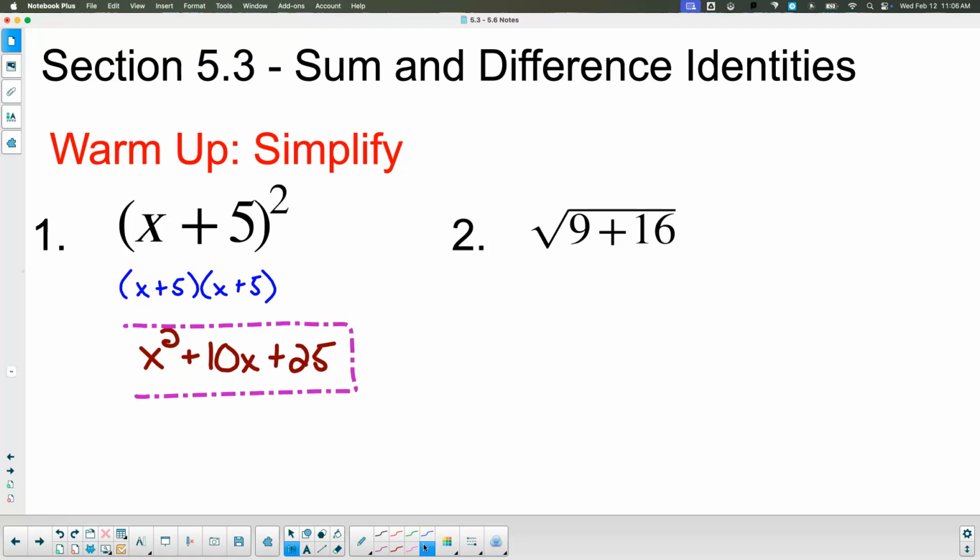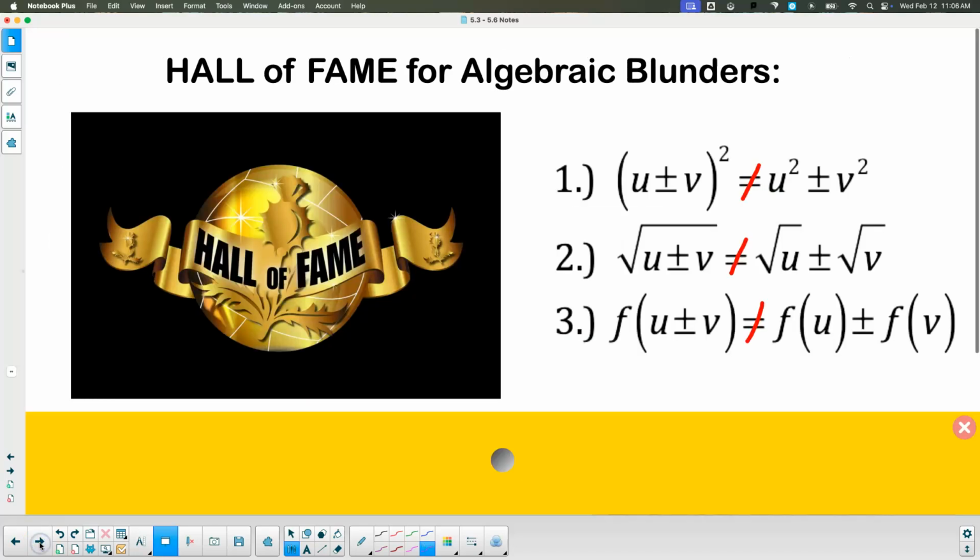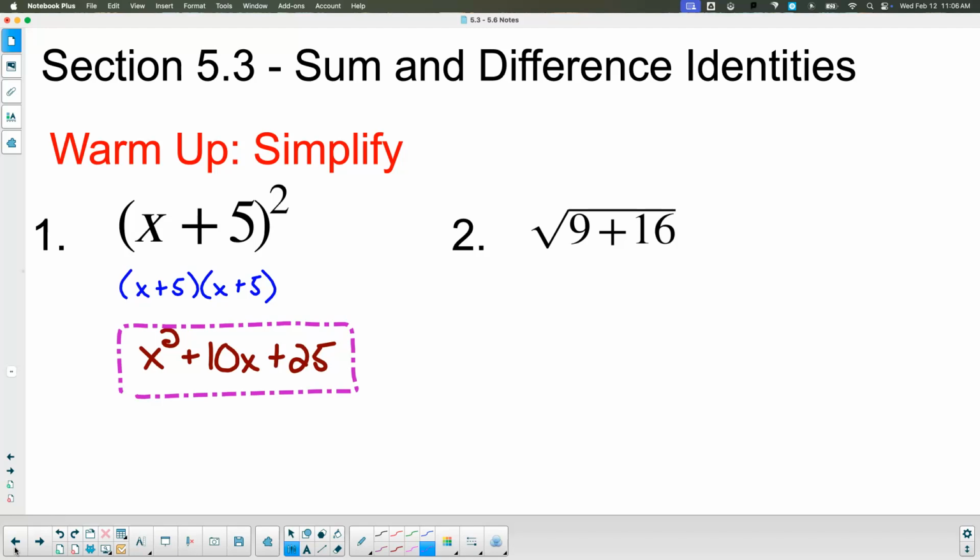First one should be x squared plus 10x plus 25. If you just gave me x squared plus 25, you did Hall of Fame algebraic blunder number 1. Okay? Those are the ones that are in the Hall of Shame. Shouldn't even be Hall of Fame. It should be Hall of Shame on those. Okay? On this one, it should be the square root of 25, which gives you 5 there, not 7.